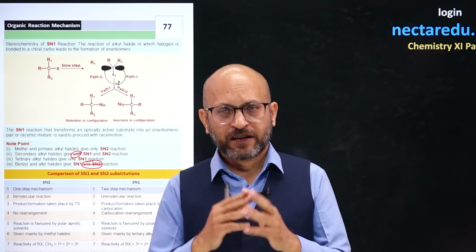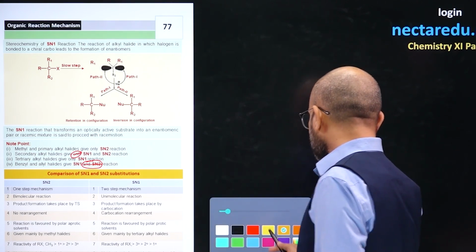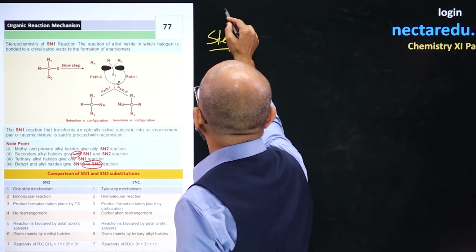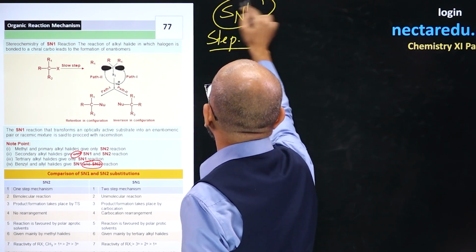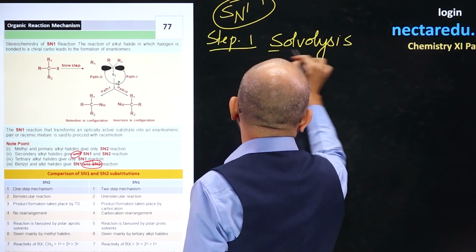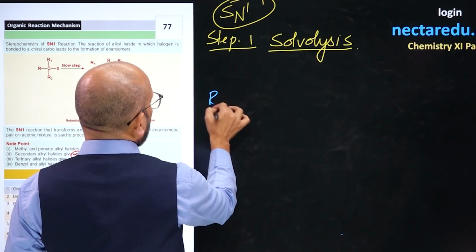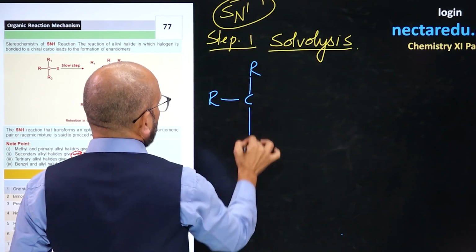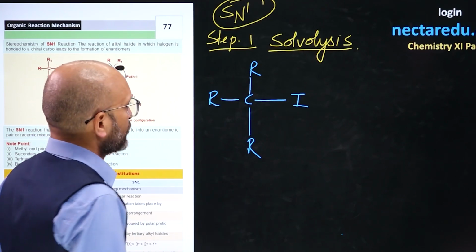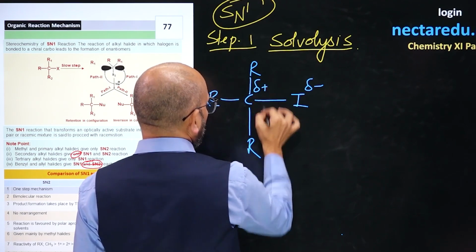What is the mechanism of SN1? I'll show you what the mechanism of SN1 is. In SN1, the first step is solvolysis. What does solvolysis mean? Solvolysis means breaking down of alkyl halide by the solvent. See, we have something like this, and let's say it is an iodoalkane. So what happens? Iodine will have a partial negative and carbon will have a partial positive.